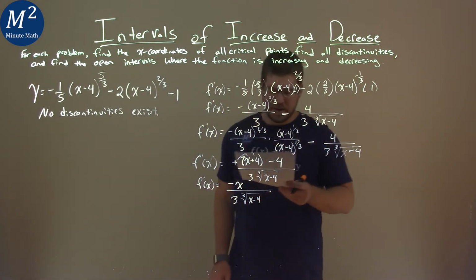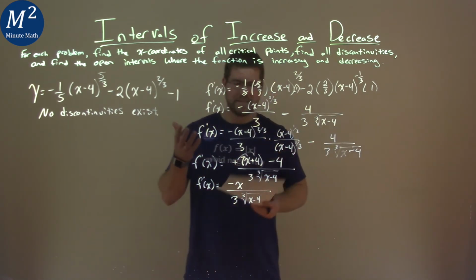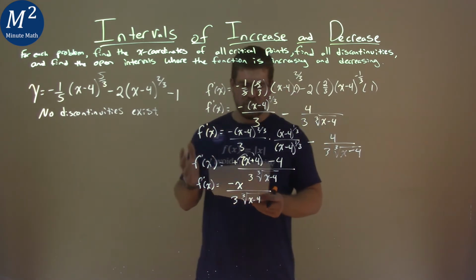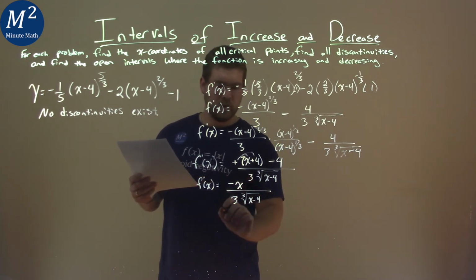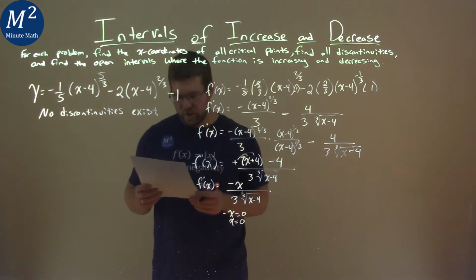Okay, we need to find our critical values here. So the critical values, what we want to do is set really the numerator and denominator both equal to 0. All right, we're going to set the whole function equal to 0, but in doing so, we care more about the numerator equal to 0. And so that first part, numerator, negative x equals 0, and that happens at x equals 0. We got one critical point.